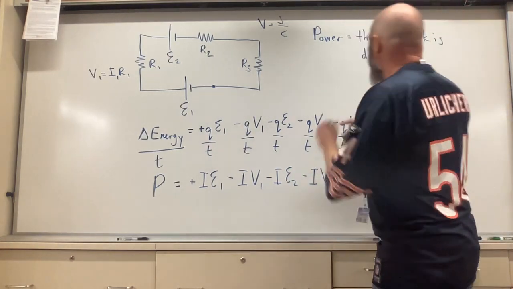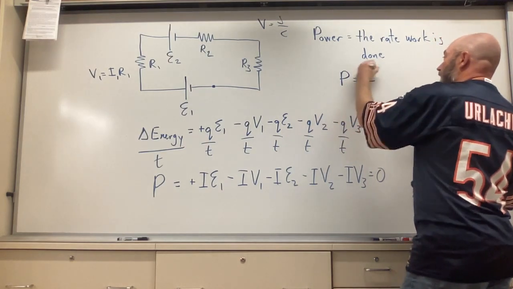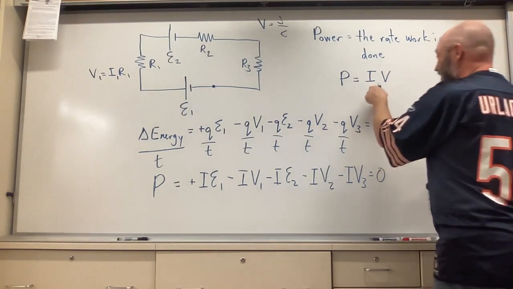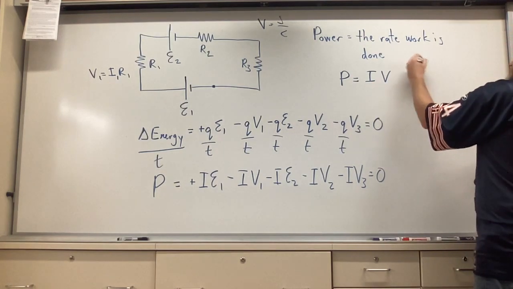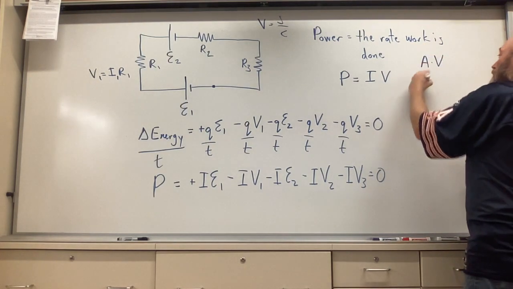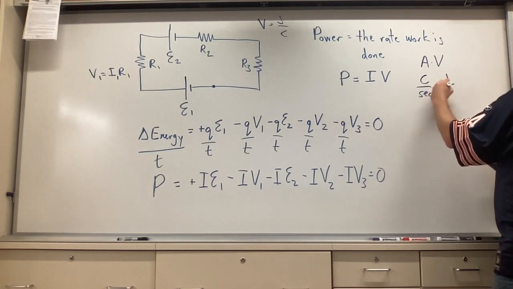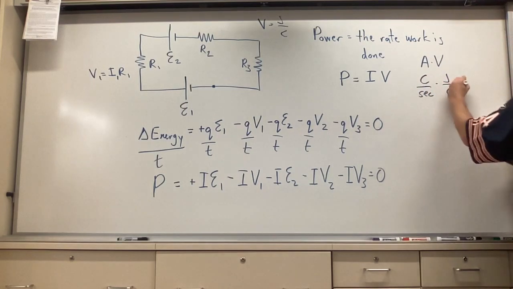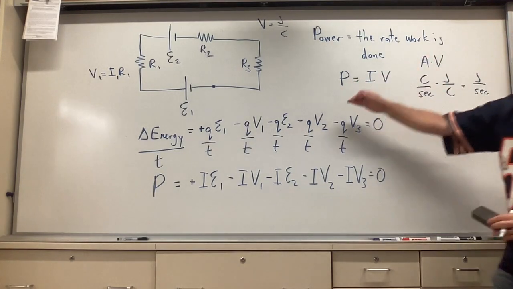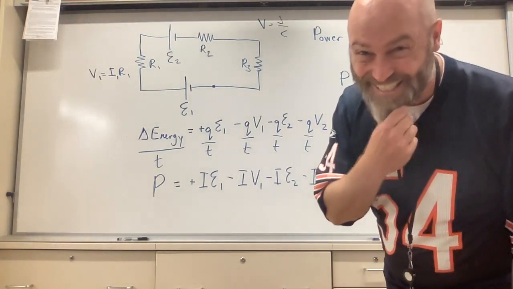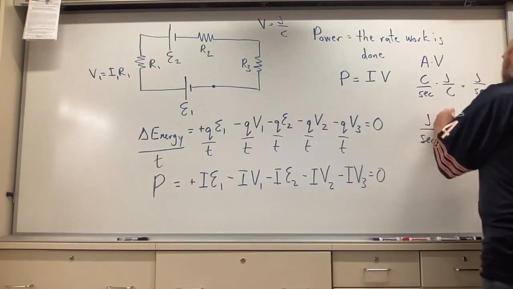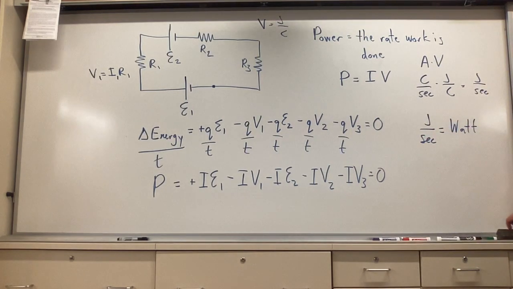Our equation for power is going to be P for power equals I for current times V. Now remember, I is measured in amps, so it's really amps times volts. An amp is really a coulomb per second. A volt is really a joule per coulomb, which means I end up with a joule per second. A joule per second is power. A joule per second also has another name. Does anybody remember what it is? That's right, a joule per second is the same thing as a watt.